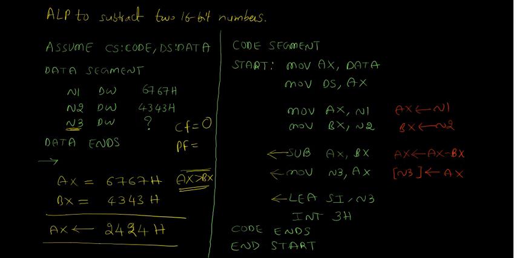And the parity flag, how to identify the status of parity flag? Just write down the result in binary form. 0010 is 2, 0100 is 4, again 0010, 0100. So how many ones are there? 1, 2, 3, 4. 4 ones are there. That means even number of ones. To indicate even parity, the parity flag is equal to 1. Always remember in 8086, if you have even number of ones in the result, the parity flag will be equal to 1.